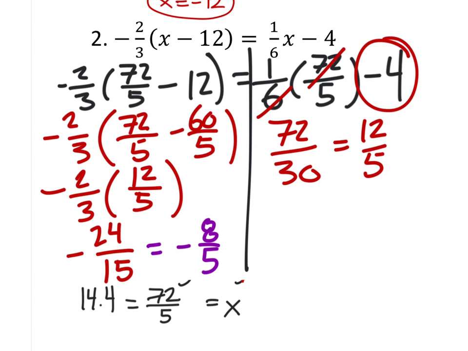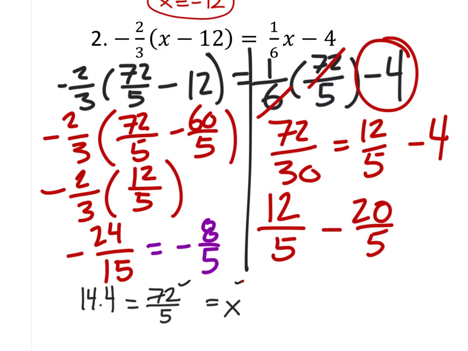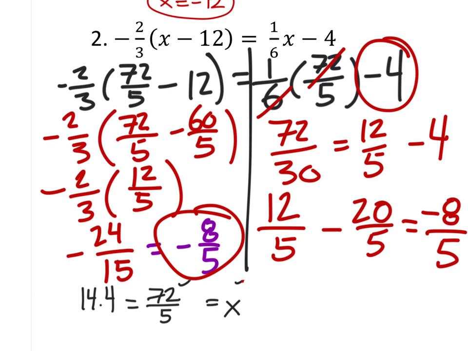Now, we still need to subtract that 4, so don't forget about that. But we need common denominators. So we have 12/5. 4 would be 20/5. And what we'd end up with is a negative 8 over 5. So we can see that the left side is equal to the right side, and we've just checked our work.